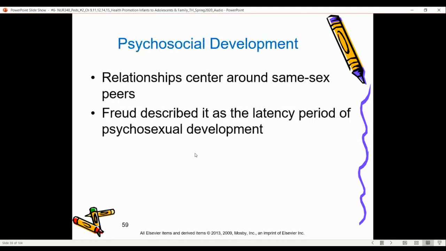So psychosocial development, things to think about with relationships with this one. Sometimes kids at this age will play with the same sex. This is the age that we see the things of like, boys have cooties or girls have cooties. So girls usually play with girls, boys usually play with boys. And then until the end of this developmental stage, Freud described this as the latency period of psychosocial development because there's not a lot of interaction. Kids just play, they interact with each other. There's no relationships that are really happening until the end of this developmental stage, when we start seeing that prepubescence start to kick in.